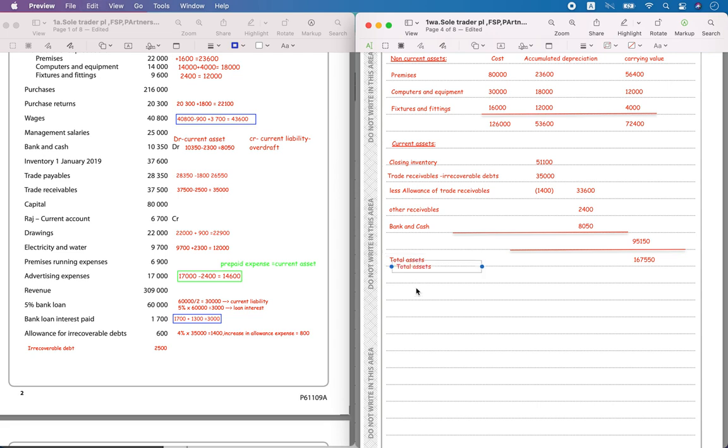We have to put capital plus profit and drawings. So let's put the capital. The capital has been given in the balance. It is just 80,000. There was no other capital introduced. So let's put it around 80,000. Capital will not include the bank loan. The bank loan will come under current and non-current liability. So let's put capital alone here.